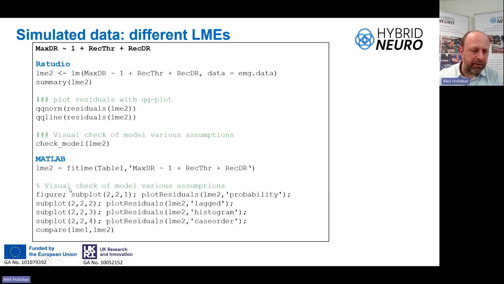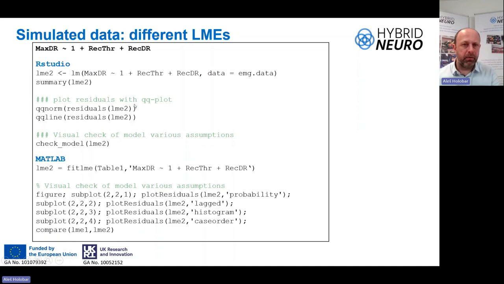Whatever the end result will be, currently MATLAB already supports very quick investigations just to know where you stand. So I will use the Wilkinson notation. The output variable is maximum discharge rate, and it depends on the intercept, on the slope of the recruitment threshold factor, and on the slope of the recruitment discharge rate factor. Okay, and this Wilkinson notation is rewritten in the RStudio syntax and basically in the same form in the MATLAB syntax, right? So again, whatever programming language you use, the Wilkinson notation is the one that you need to know.